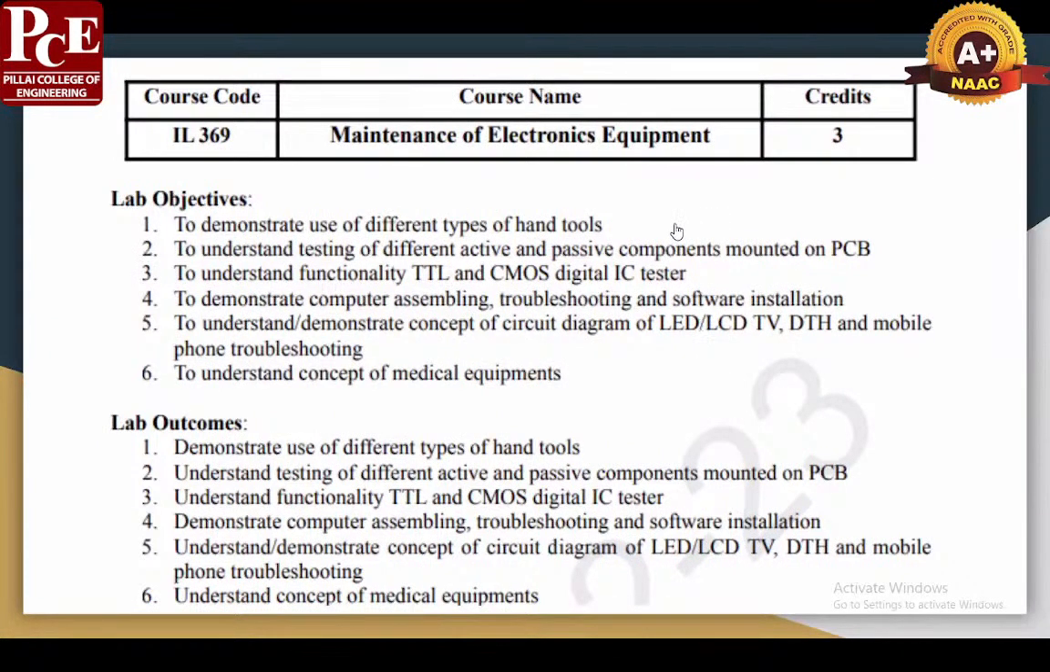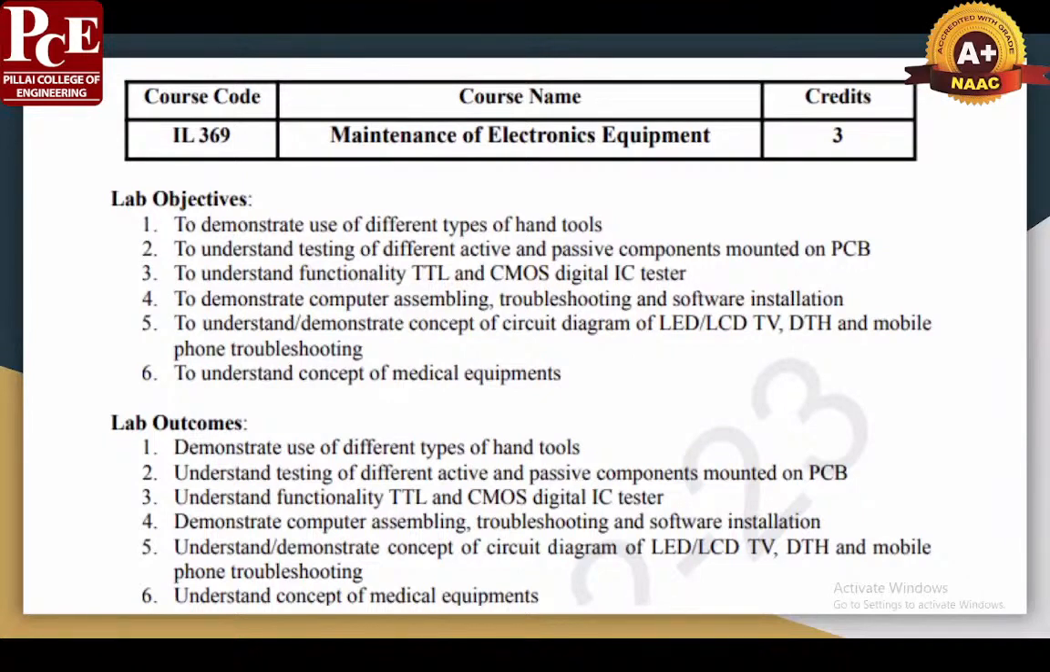So all those things you are going to learn in this particular course. Understand concepts of circuit diagrams of LED, LCD, TV, DTH, and mobile phone troubleshooting. So all these are important. We get these problems in our daily lives, and we have to run to some shops and get all those things repaired or corrected at our places.